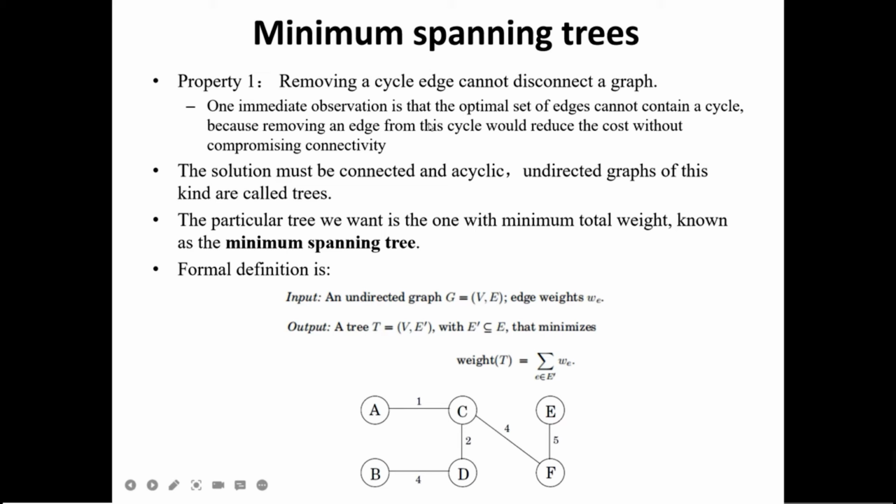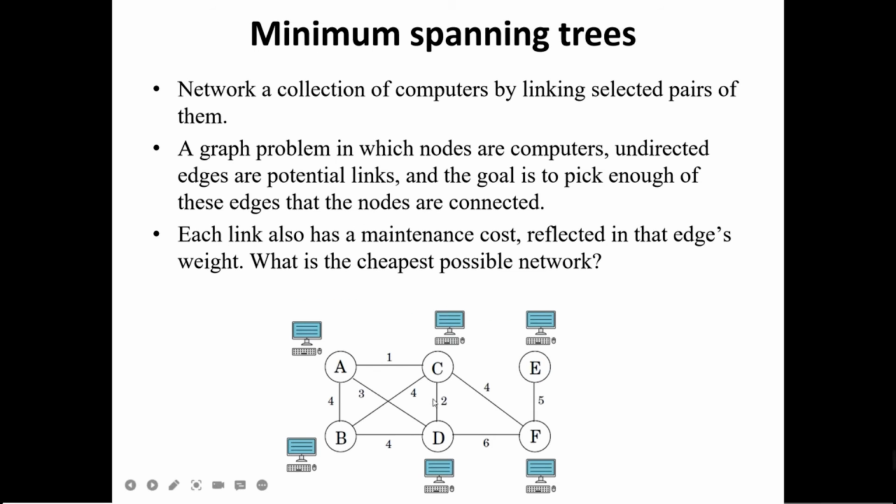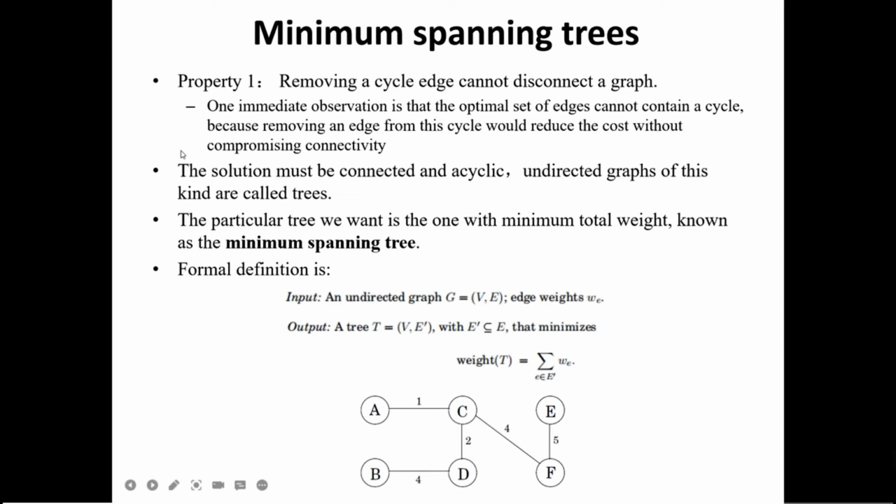So one immediate observation is that the optimal set of edges cannot contain a cycle. It means that the optimal combination, the cheapest possible network, will not include a cycle. When there is a cycle, we can remove one edge from this cycle to reduce the cost. So we see that the solution must be connected and acyclic. Acyclic means there is no cycle. And undirected graphs of this kind are called trees.